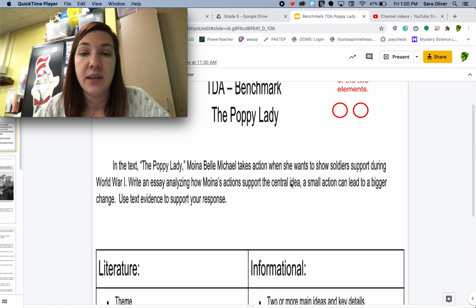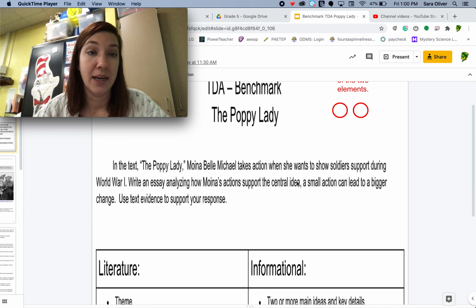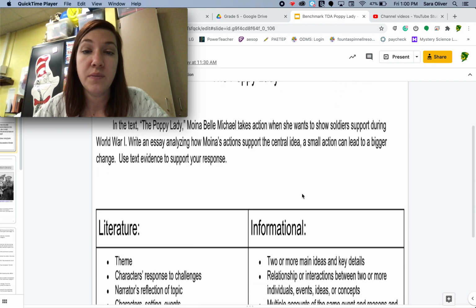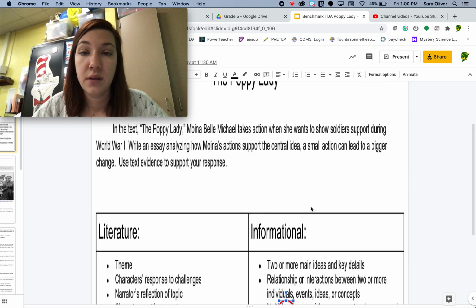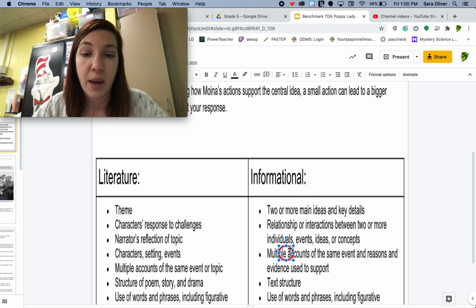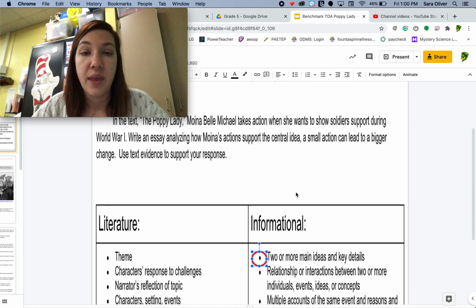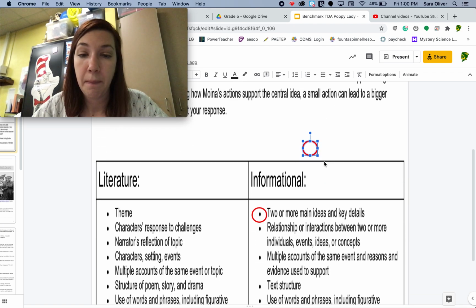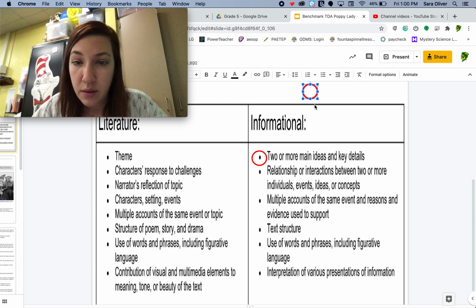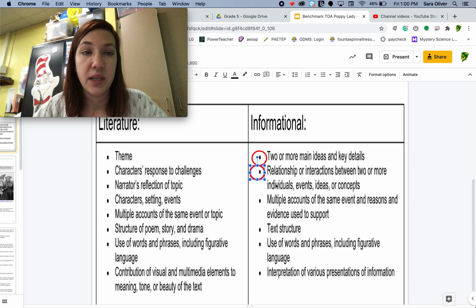This is a little bit tricky because sometimes the PSSAs will use the word theme, sometimes they use the word central idea, and sometimes they use the word main idea. They basically all mean the same thing. It means what is the main idea, what is the main topic that you are reading about. So since this is informational, I see central idea, but I know that I am looking for main idea. And then it says Moina's actions, so I'm talking about the character in the story. So I think this one where it's talking about individuals.